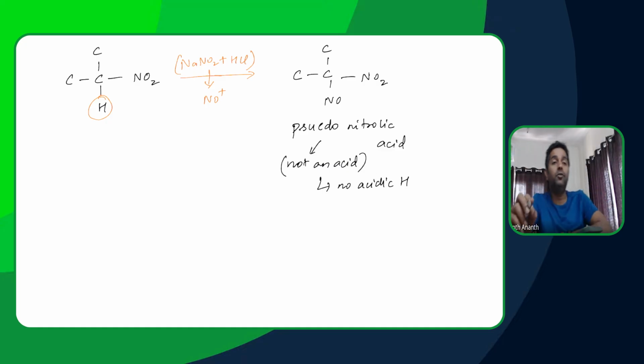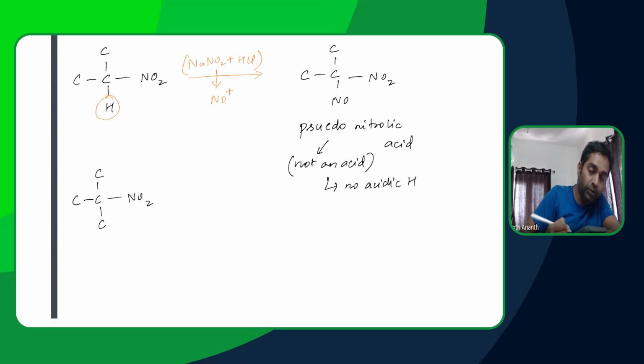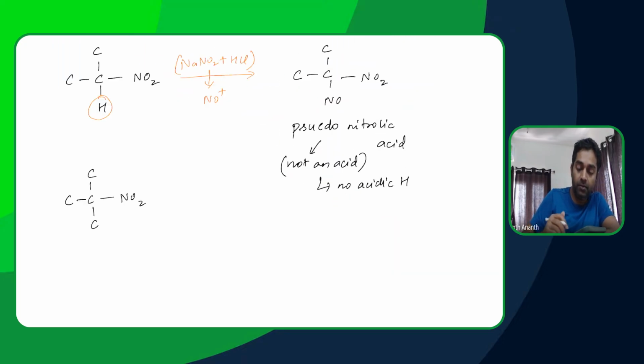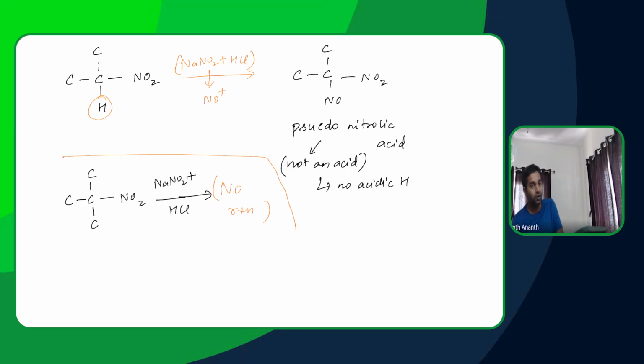So this is what happens for a secondary. Tertiary will give you this. A nitro will be formed, but NaNO2 plus HCl will give you no reaction. This is basically the idea here. This is your Victor Meyer's test at the end of the day.